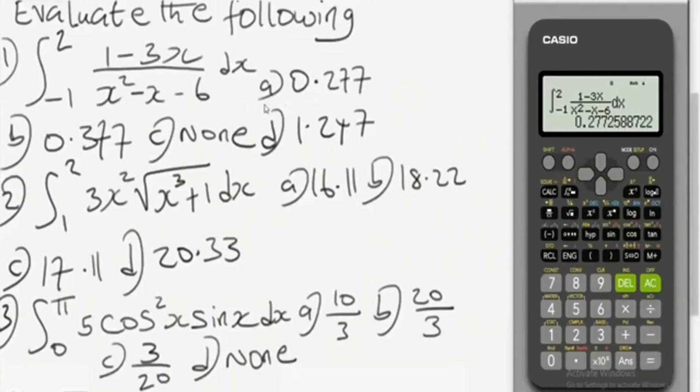0.277. So the correct option is what? Option A. It is as simple as this, guys. So let's go ahead and solve question 2.